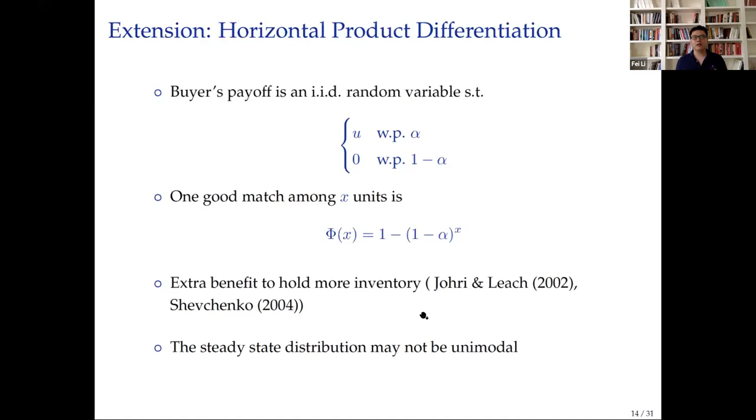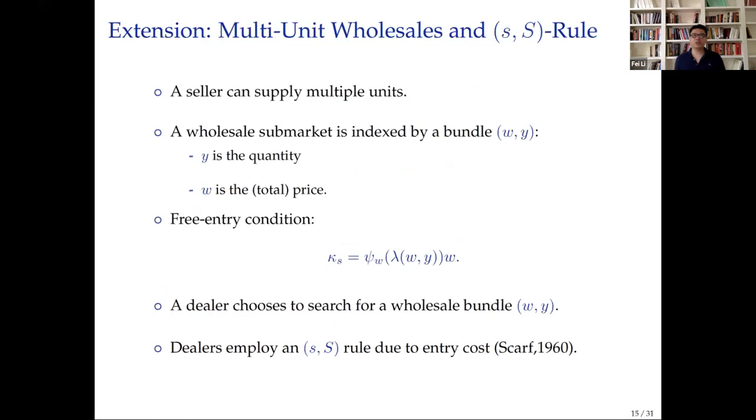And you can allow a multi-unit seller. Because it's directed search, it basically means that the seller can choose a wholesale submarket to enter, and that submarket is indexed by the total price of the bundle and Y, the number of units you are selling. And there will be a free entry condition. So the dealer's problem is how many units I want to order and when I want to order. For some parameters, you can imagine that there will be a simple SS rule. When your inventory is very high, although there is still benefit to order, you don't order. You wait until the inventory is lower than some cutoff value, and then you search in some market so that you can order a lot.